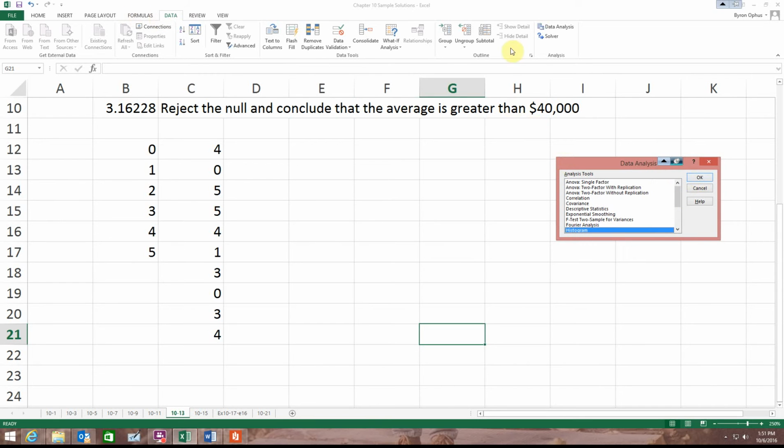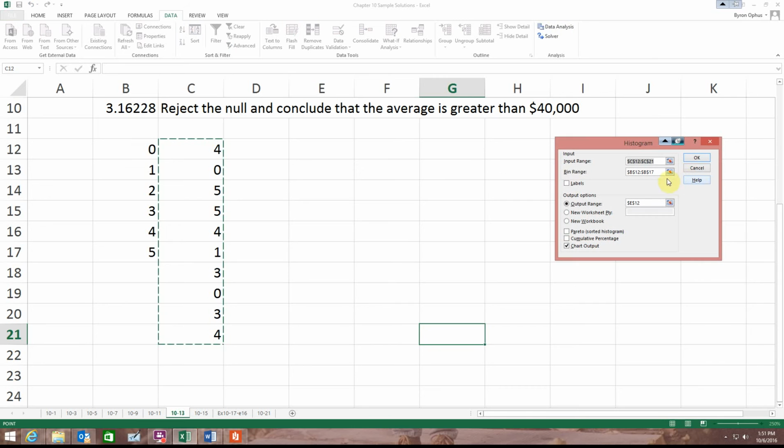Okay, so do your data analysis, hit OK. Your input range is your data. Okay, your bin range then is basically the range. How's that? Okay, and you can, or you don't need to, put labels. Your output range is just where you want it to show up, so you've got to make sure you change that, and then click on a spot. Okay, and then make sure you come down and do the chart output. You have to have that checked, okay, or else it won't give you the chart.